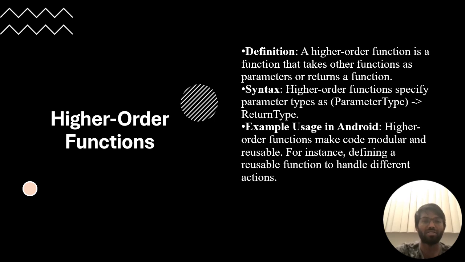Higher order functions. The definition of a higher order function is a function that takes another function as a parameter or returns a function. The syntax for a higher order function is to specify the parameter types and the return type. Example usage in Android: higher order functions can make code modular and reusable. For instance, defining a reusable function to handle different actions.